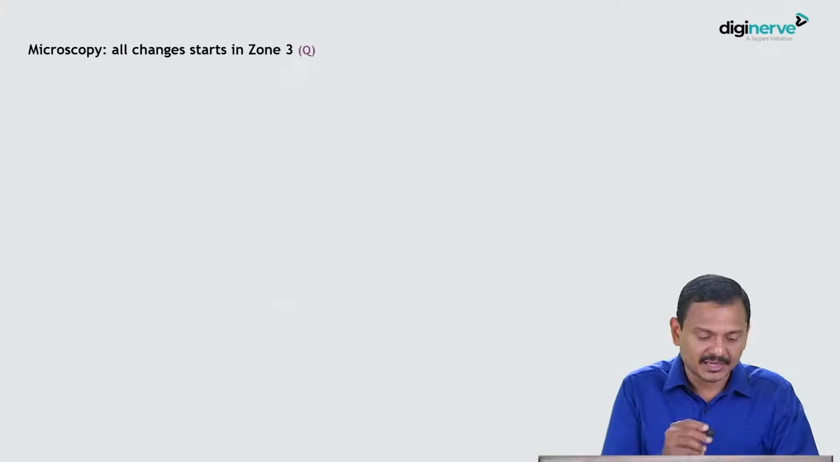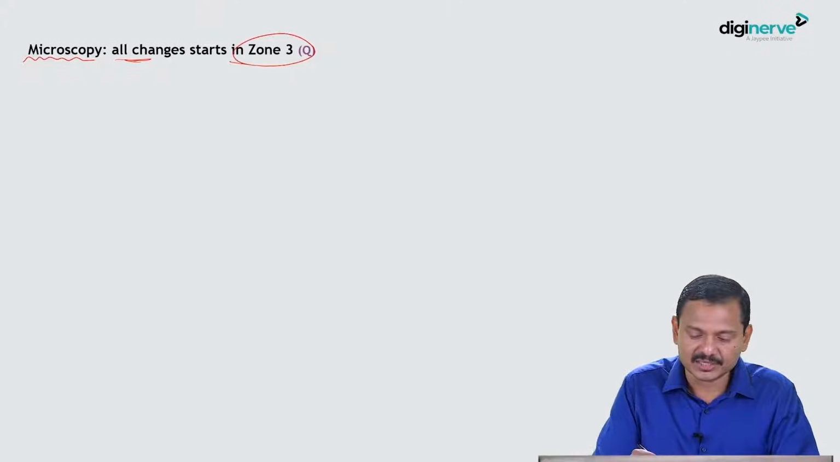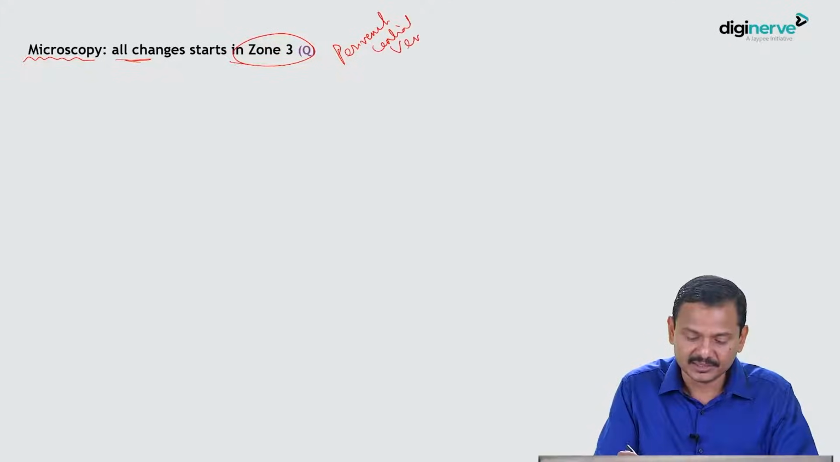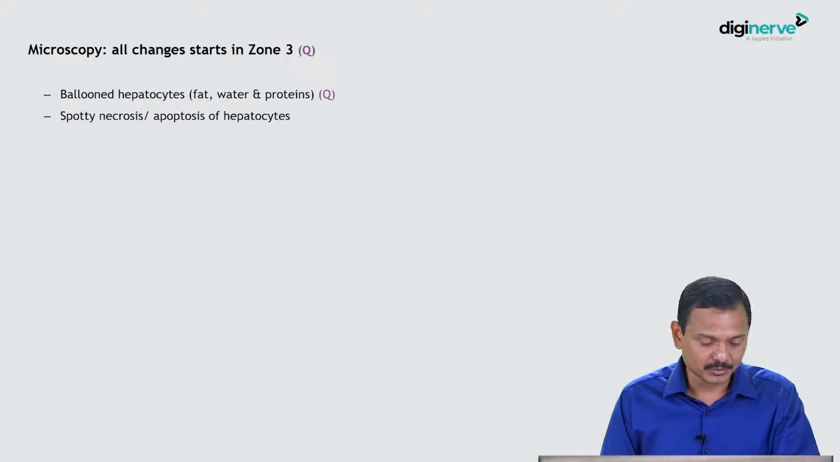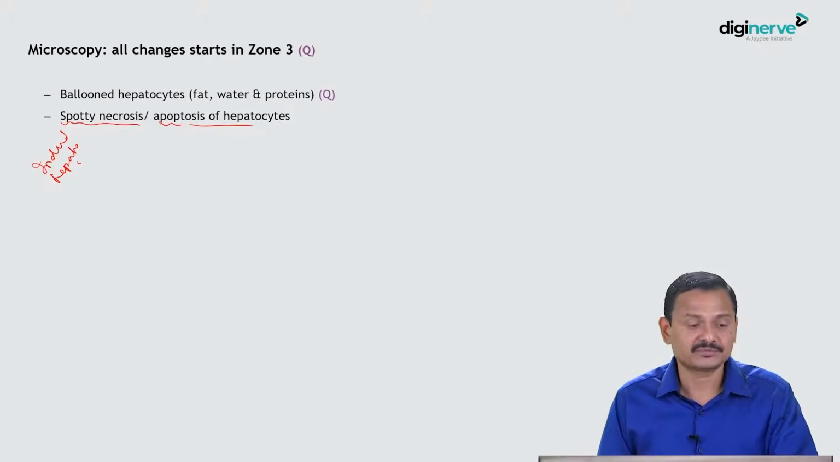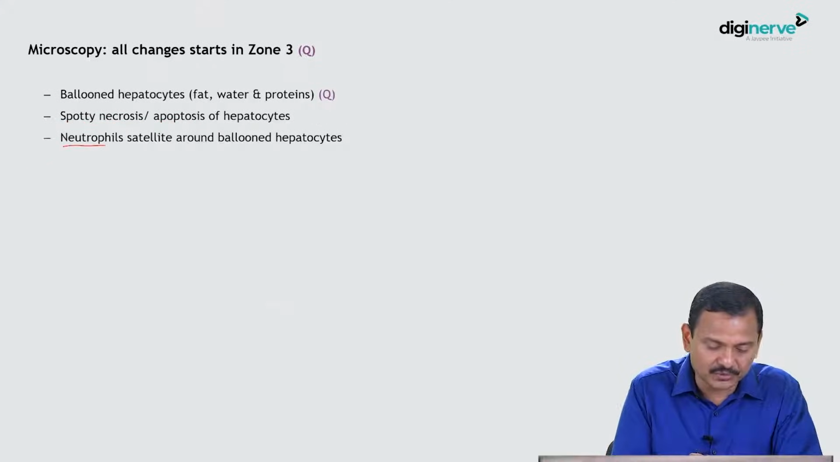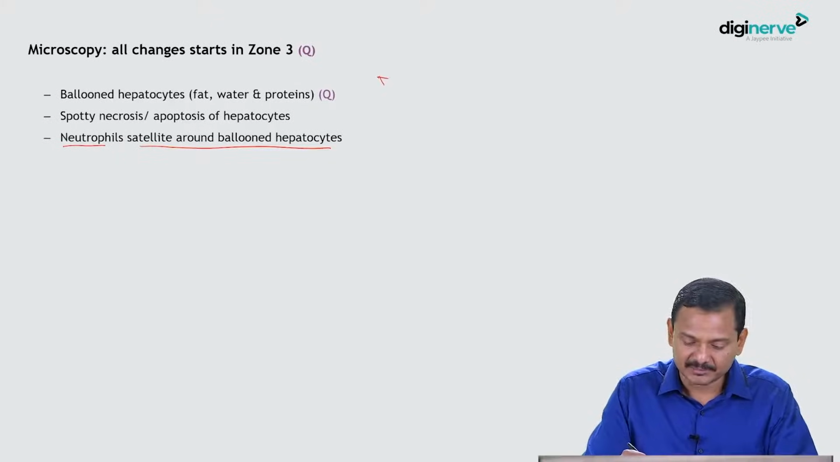So when a section from alcoholic steatohepatitis is examined under the microscope, what will you expect? You will expect to see all the changes in zone 3, that is perivenular, around the central vein. Then you will also see ballooned hepatocytes, and these hepatocytes are enlarged because of fat, water as well as proteins. You will find spotty necrosis or individual hepatocyte necrosis, as well as apoptosis of hepatocytes. Then you will find neutrophils coming to the site of inflammation around the ballooned and necrotic hepatocytes.